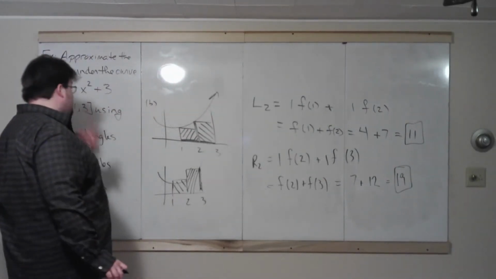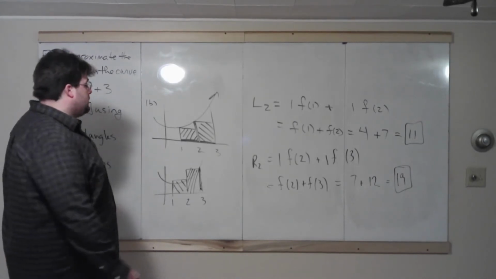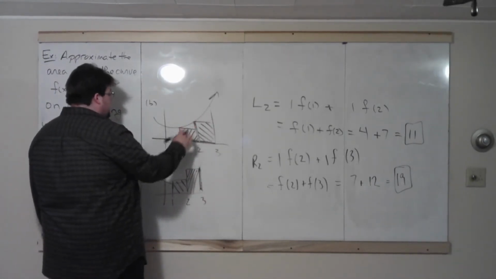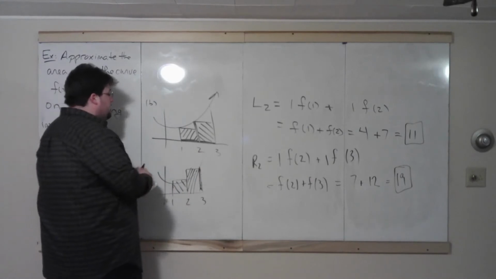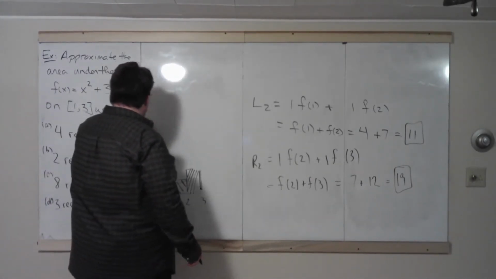Now, well, first, again, comparing these answers to 14 2/3, this does give an under approximation as we expect. This does give an over approximation as we expect. And again, 14 2/3, we'll see where that comes from later.